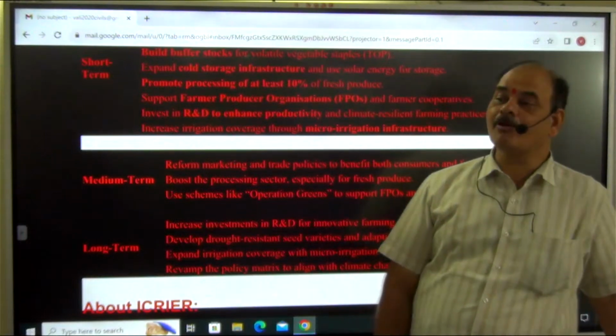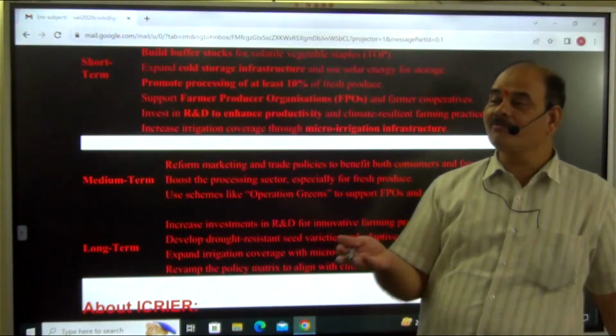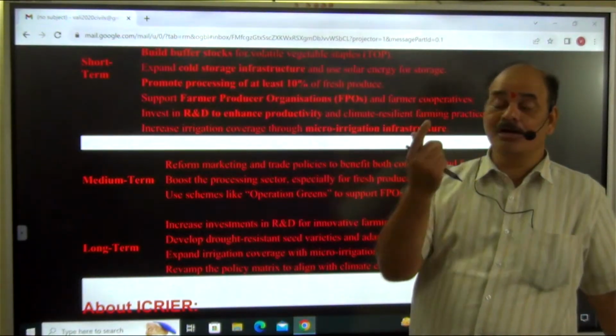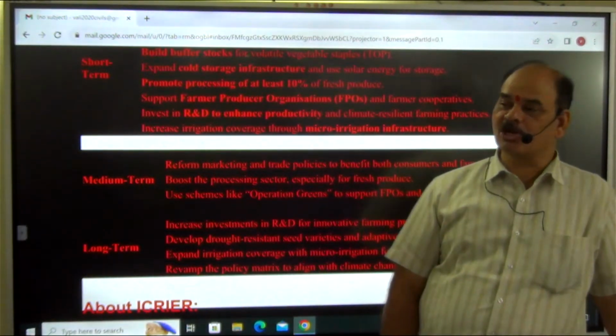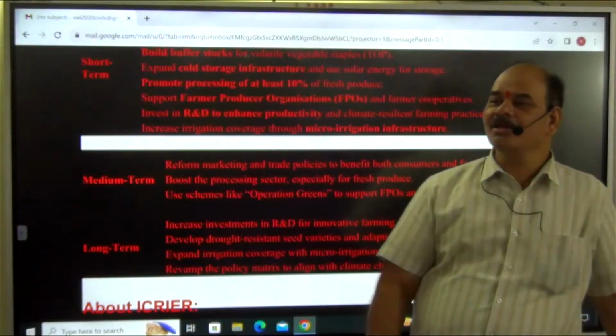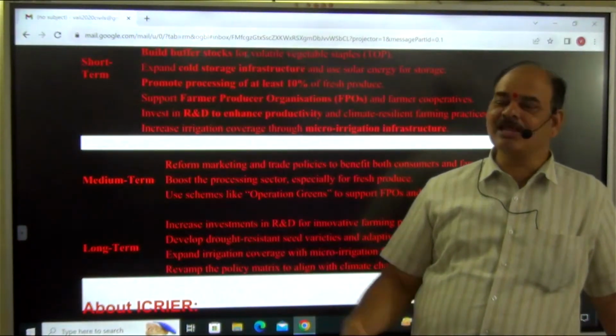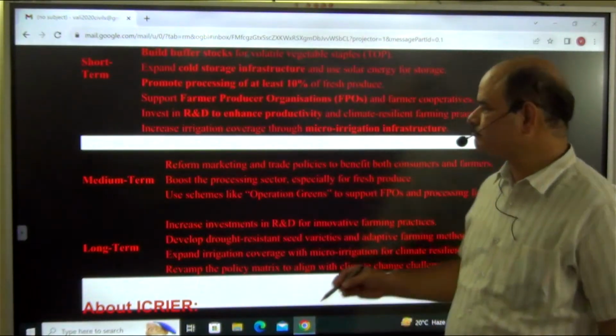Take the example of tomato pickle, tomato ketchup. Convert tomatoes into ketchup and pickle when there is surplus production. The same thing can be used as food. It will increase our food security.